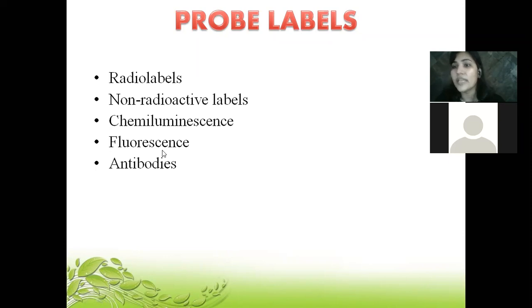So you can have the probes, that is small sequences of nucleotides, which could be either radio labeled, or non-radio labeled, or chemically labeled, or chemiluminescence, in the sense that the chemical will have some reactions and produce some color, something like that. Then fluorescence, or it could be antibodies.